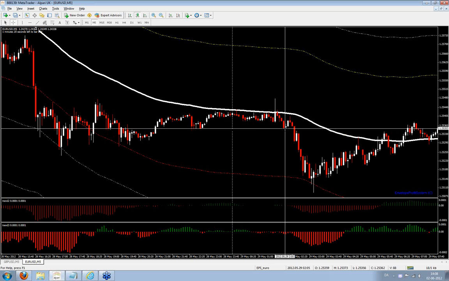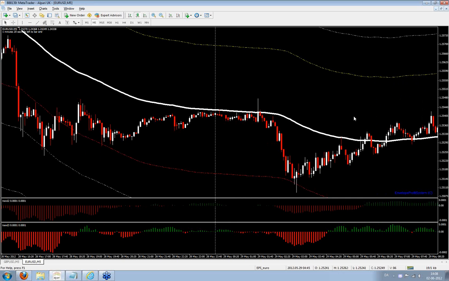2:05, then you just place your pending short below this candle here. You place your stop up here at 12 pips. You place your take profit down here, 20 pips, and then you just wait for price to trigger your trade. And in this case, you made 20 pips.